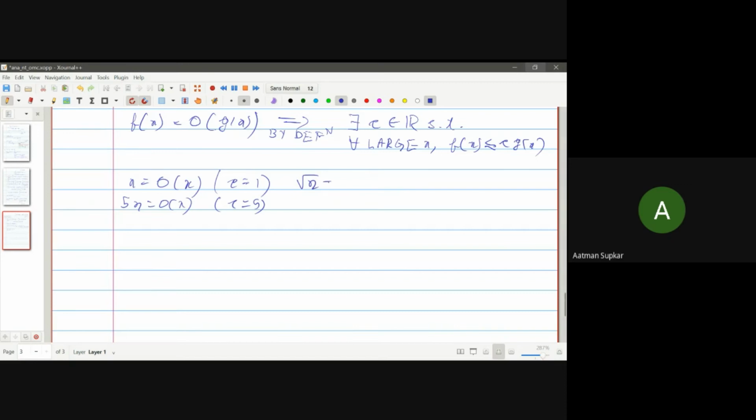Root x equals O(x). I said for all large x, right? Once x is greater than or equal to 1, c equals 1 works. You could do something like log x equals O(x squared). Nobody is going to kill you for using bad bounds.